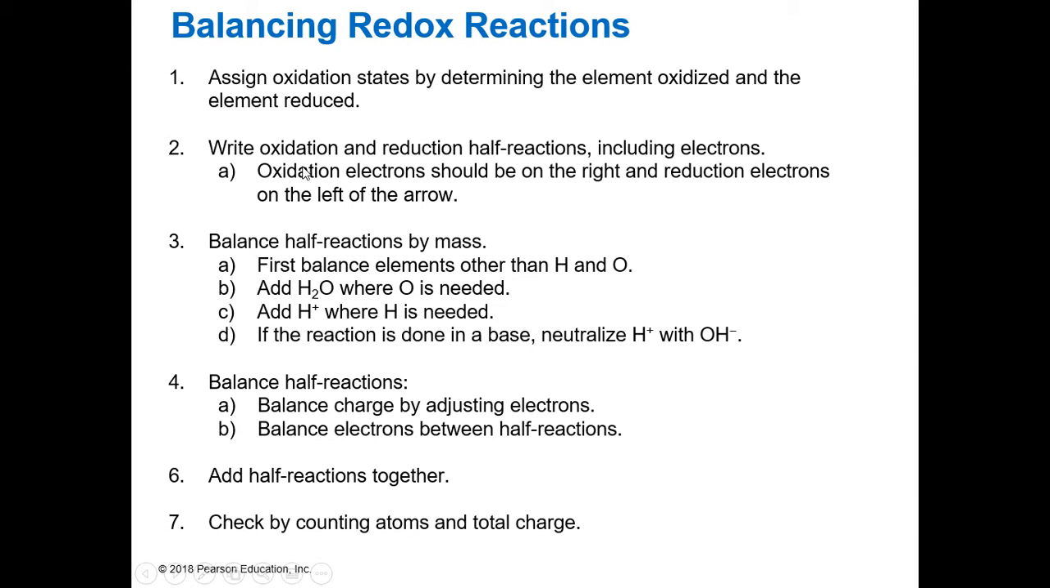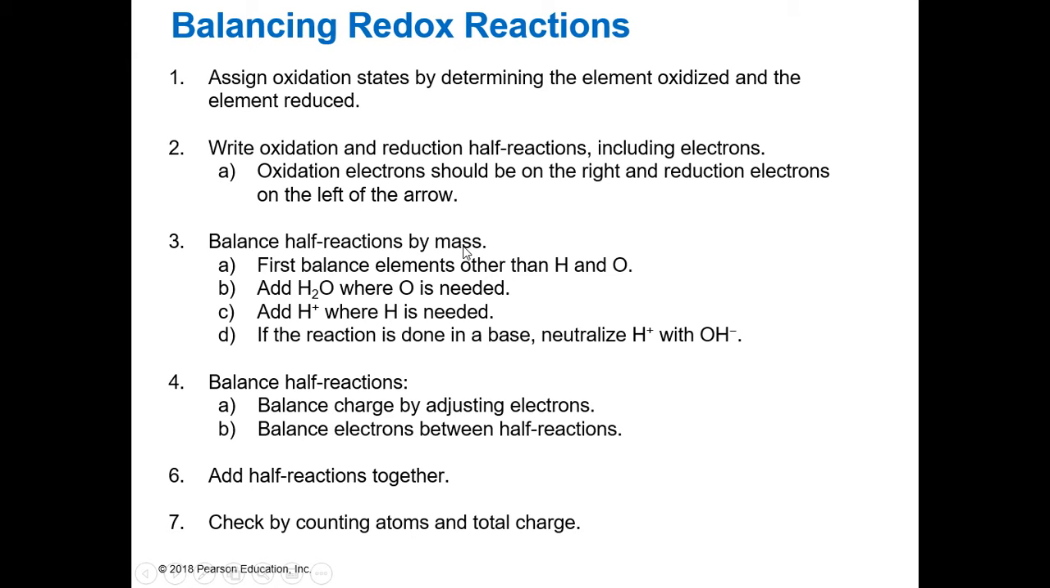Step 2 is to write your half reaction. So write one that's oxidation and one that's reduction. You could then include the electrons here. It's a little bit easier to do it a little bit later, but we'll look at that. Just remember, if it's oxidation, it's losing electrons, so the electrons should be on the right. If it's reduction, it's gaining those electrons, so it's going to be on the left.